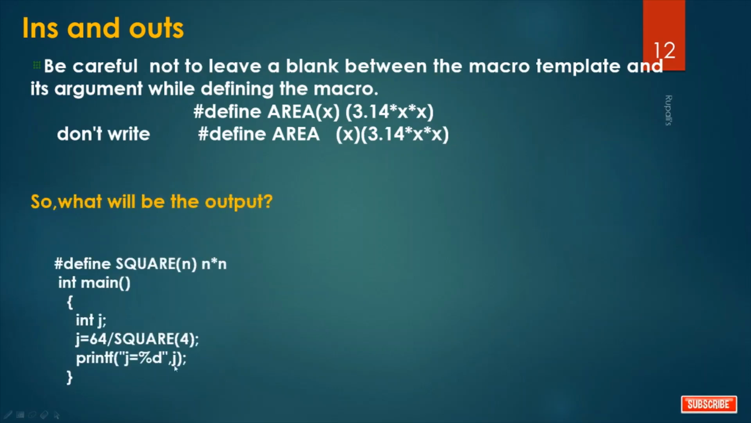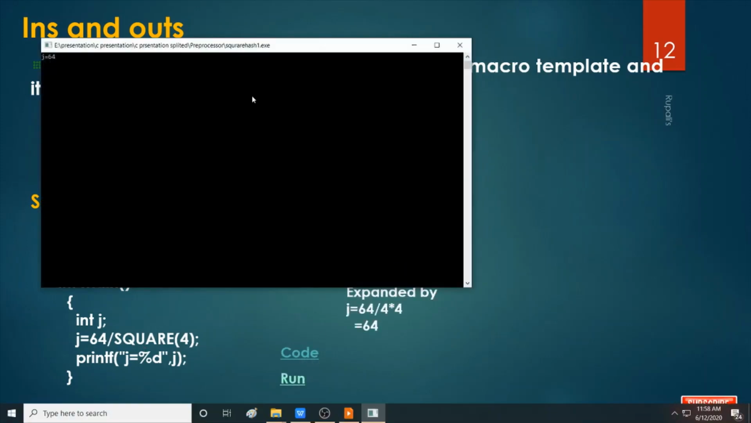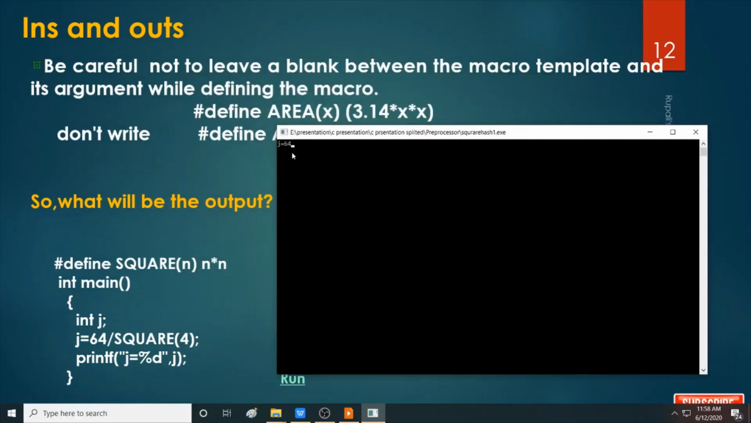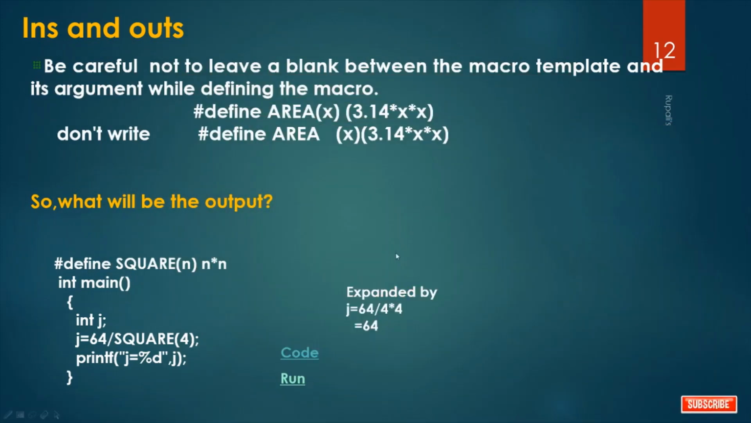Now see, what will be the output of this program? Here the macro is SQUARE(n), it is replaced by n * n. So 4 * 4, it is 16. So 64 by 16, the result will be 4. But when you run the program, the result is still 64. Why so? Because it is expanded like 64 / 4 * 4 / 4 * 4. So 64 by 4, it is 16. 16 * 4, it is again 64.